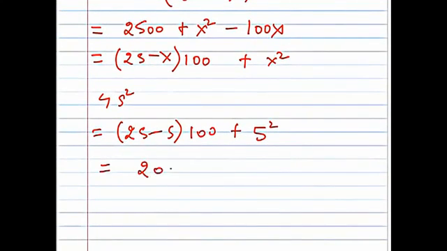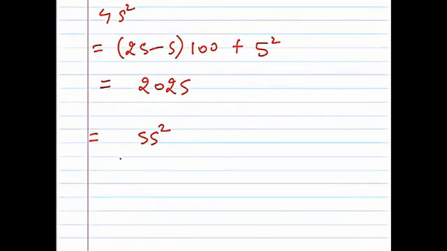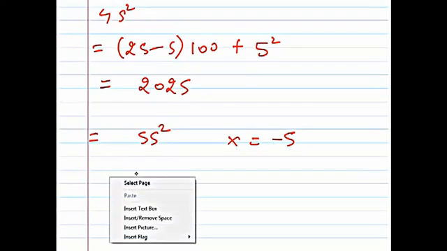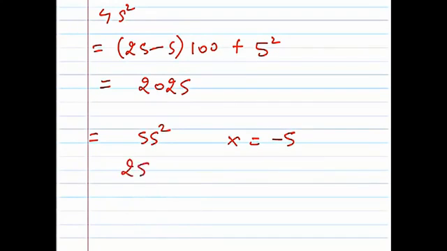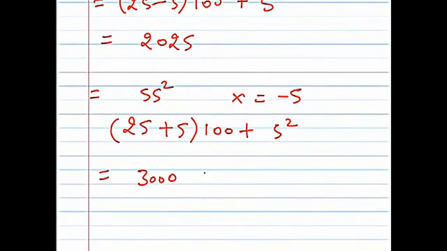This is equal to 25. And if I have to do the 55 square, then I have to just write x is equal to minus 5, and then I can do (25 plus 5) into (100 plus 5) square. That will be equal to 3000 plus 5 square, which is 3025.